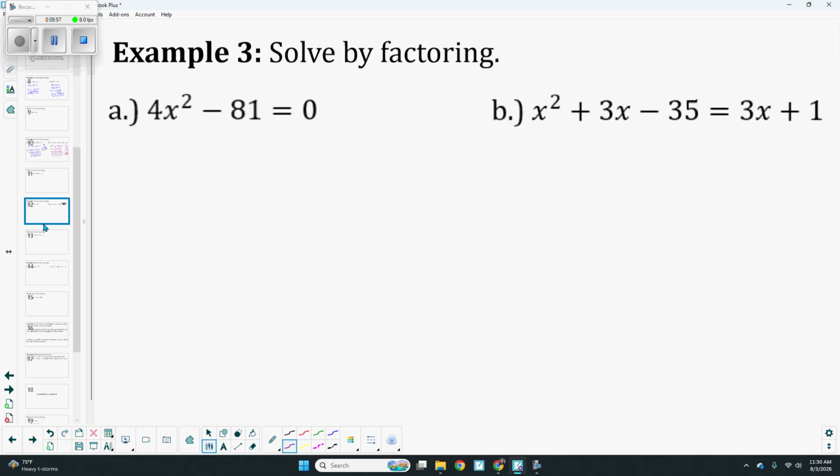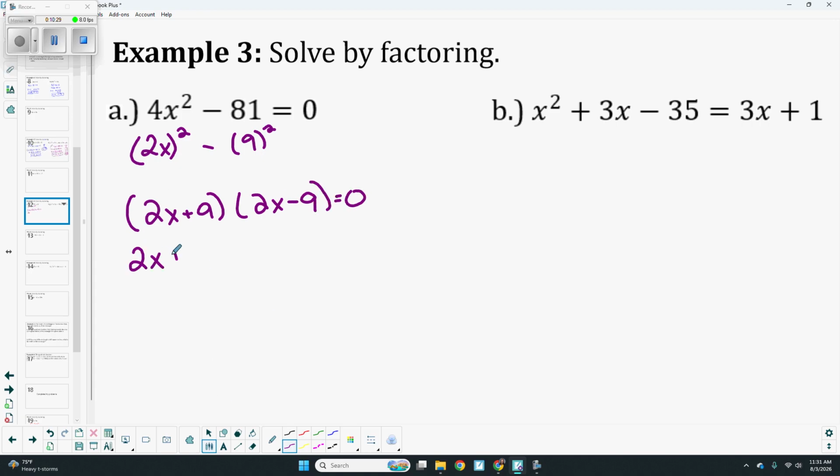Okay. So for A, it looks like I don't have a bx term, but I do have 2x that's being squared here, and I have 9 that's being squared here, and it's minus in between. So this is our difference of two squares. So this is going to be 2x plus 9 and 2x minus 9.